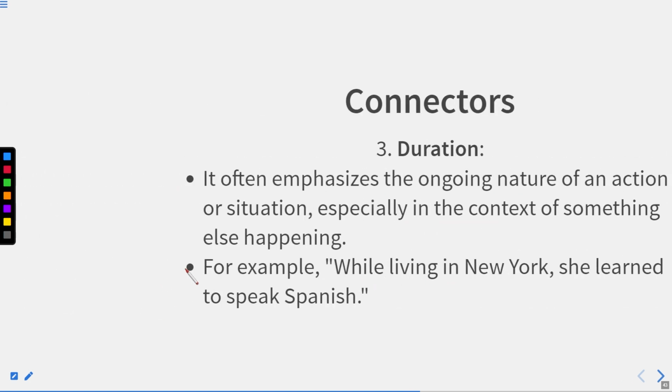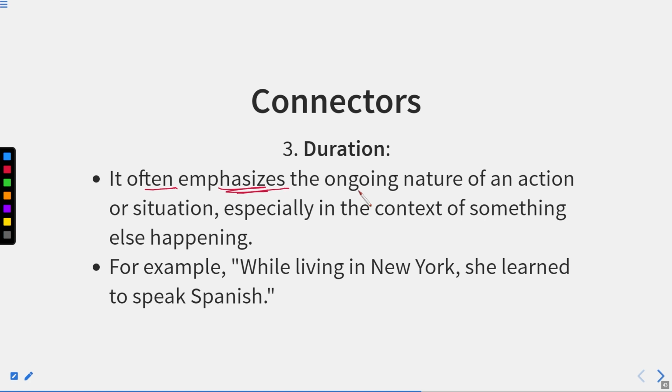It often emphasizes the duration, the ongoing nature of an action. As I told you, it shows the ongoing, meaning continuous, nature of an action or situation, especially in the context of something else happening.